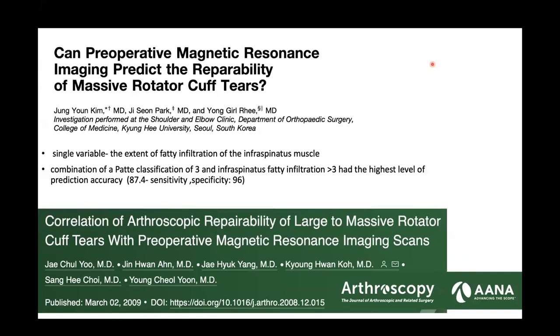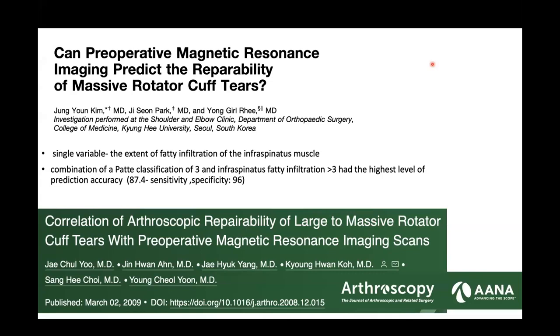So I have been talking about the predictors of irreparability in a massive cuff tear. Is it always completely predictable? Can we always completely predict whether a tear can be repaired or not intraoperatively? Some surgeons believe that only after releasing the muscles intraoperatively and seeing whether it can be retracted back to the footprint can it be judged as a repairable or irreparable cuff tear. But we should always try to have an idea preoperatively as much as possible. So two studies were conducted, one by Kim et al.